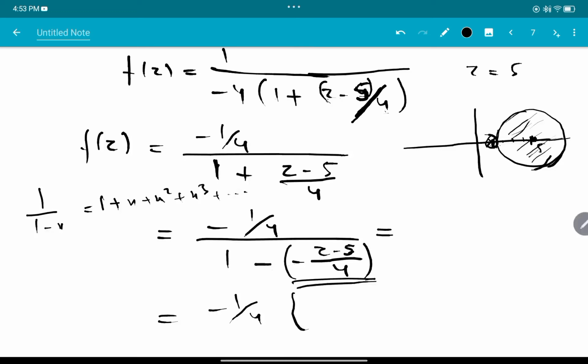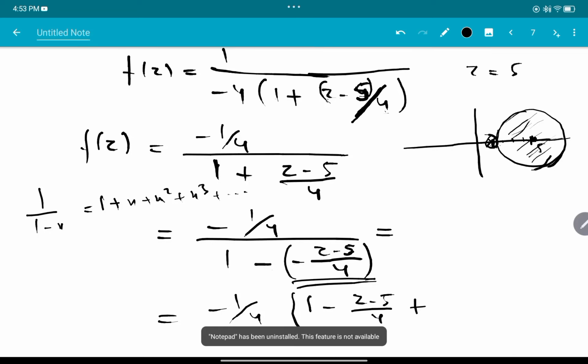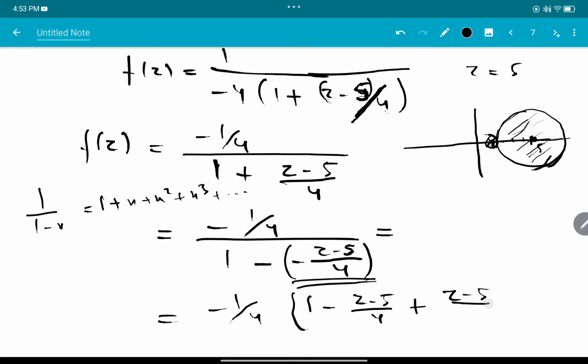Now here that will be 1 plus x, but x is itself minus, so it will be minus (z minus 5) divided by 4, plus, next, x square, that is the square of this, that means (z minus 5) divided by 4 squared, and so on. So you can now do it, powers of this z minus 5. You see it. That is how we do it.